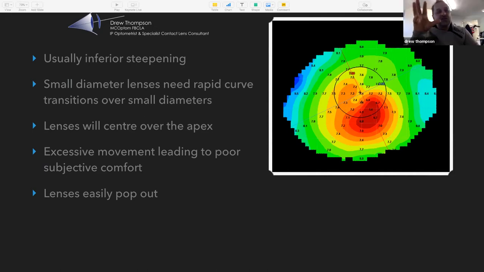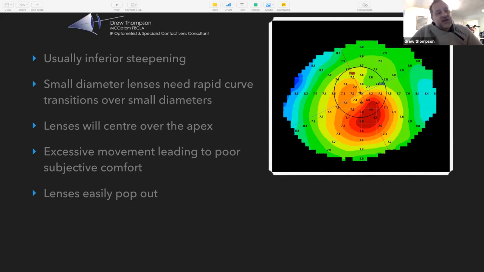In that video I showed at the start, the lens was quite mobile and it tends to center towards the bottom of the cornea where the steepening is. With an RGP lens, you get this excessive movement. That can lead to poor comfort for the patient.